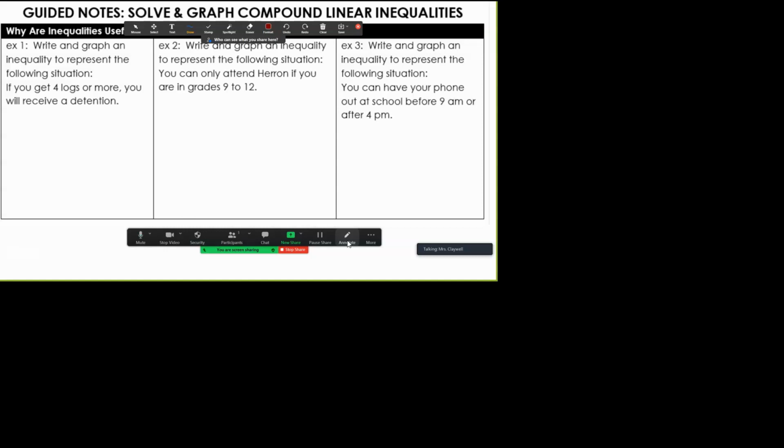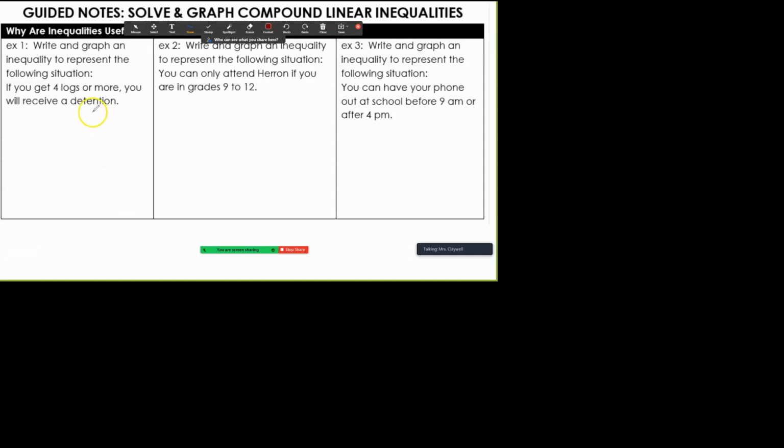So far we've done inequalities that only have one constraint. So the arrow just goes one direction, or it is stuck in between. It only has one constraint.